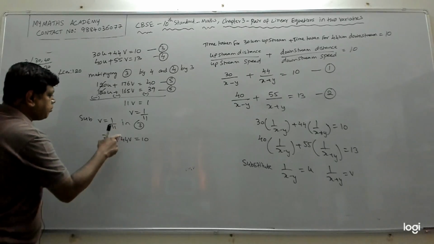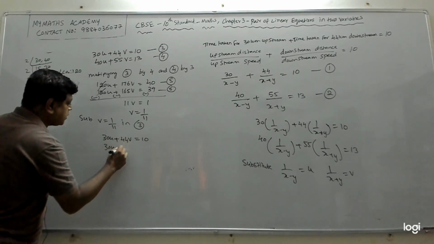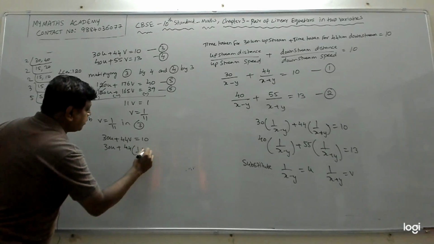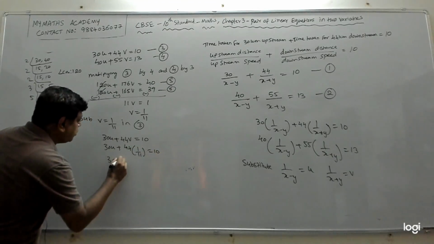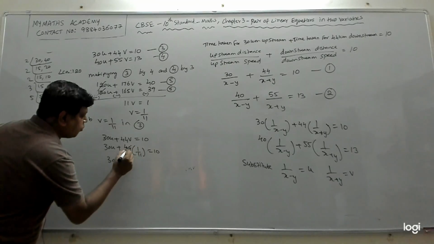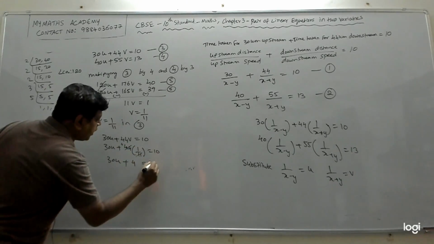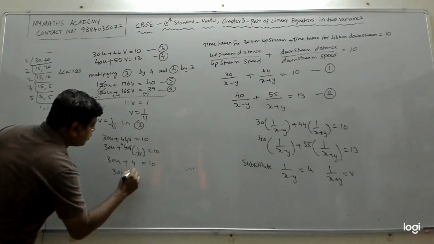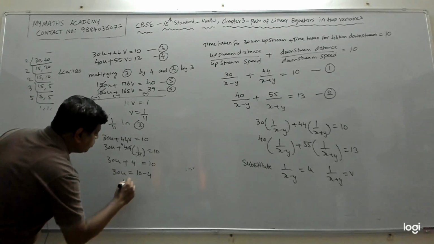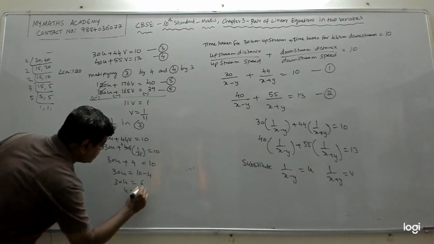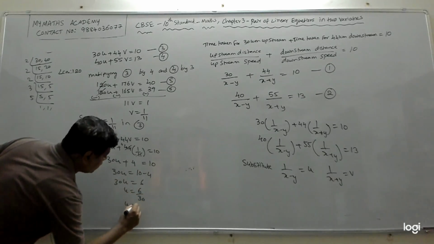Now substitute v as 1 by 11 here. So 30u plus 44 into v, v is 1 by 11, equal to 10. So you get 30u plus, 11 ones are 11, this is 4, so you get 4 equal to 10. So 30u equal to 10 minus 4. So u is 6 by 30. u is 1 by 5.